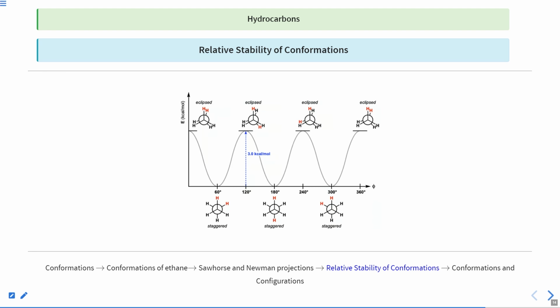In this way we can rotate and get an infinite number of conformations, because between these two there are infinite points, and each of these points represents one conformation. Clear? So we started from 0 degrees, rotated, and came back to 360 degrees here.